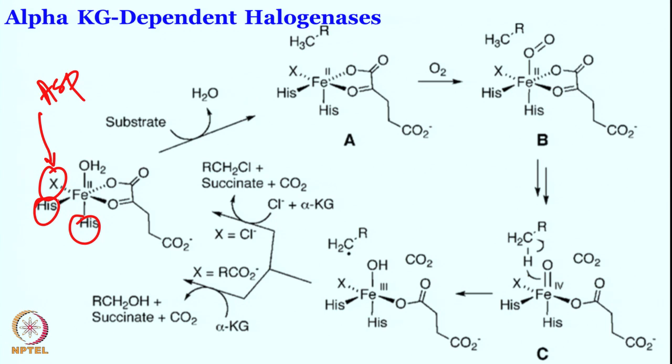For instance, if you are bringing in the alpha keto glutarate, of course, with the substrate sitting right over there, the iron 2 center is there, reacts with oxygen, binds with it, and then forms the iron 3 superoxo intermediate, iron 3 superoxo intermediate, right.